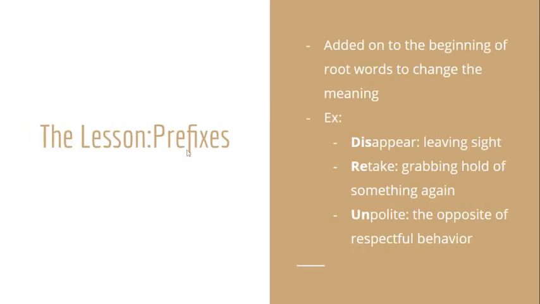Prefixes are added on to the beginning of words to change the meaning. For example, when you add the prefix dis to appear, it means leaving sight. It means to do the opposite of appear. And retake means grabbing hold of something again, so adding re means to do something again. And unpolite is the opposite of respectful behavior. So again, it is the reversal of the root word.